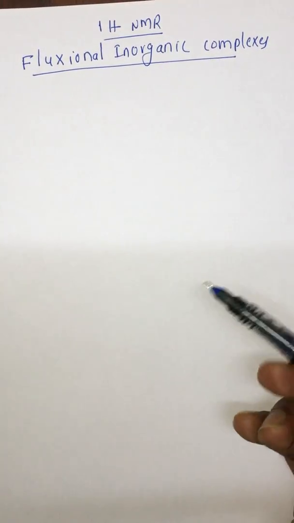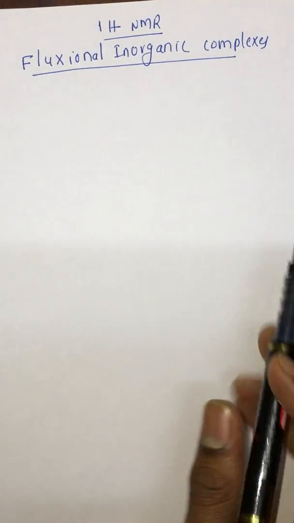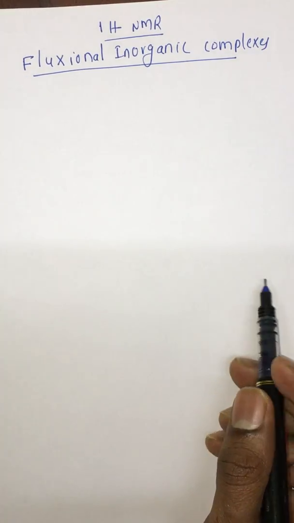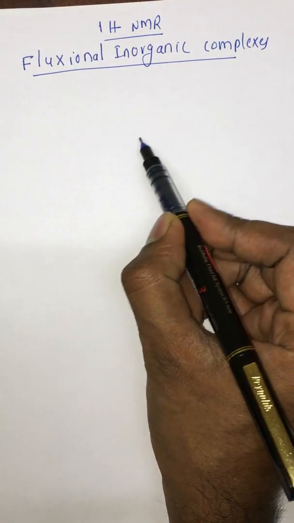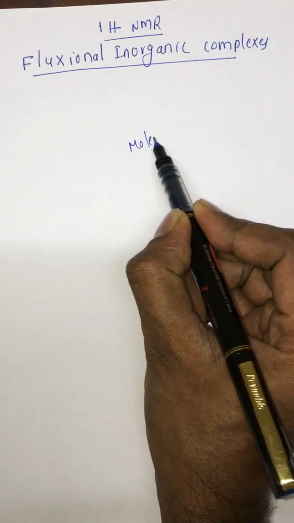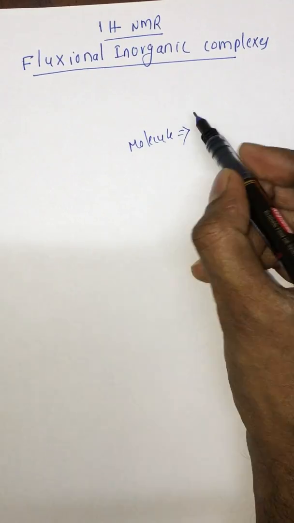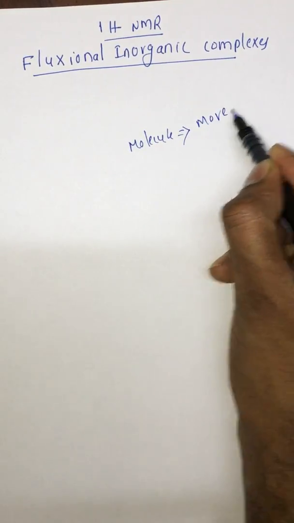So this portion is a continuation of the 1H NMR of inorganic complexes. Now we will see the fluxional inorganic complexes. So what is fluxional? Fluxional means any molecule that has more than one conformation.